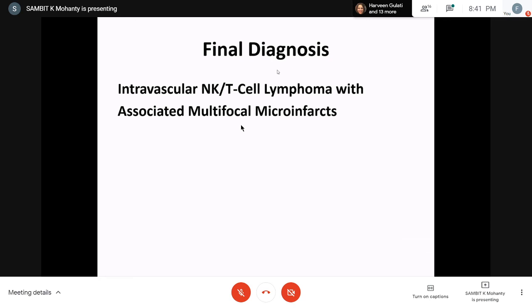There is another comment from the same doctor: is it mantle cell lymphoma in this case? Yeah, that was a mantle cell.